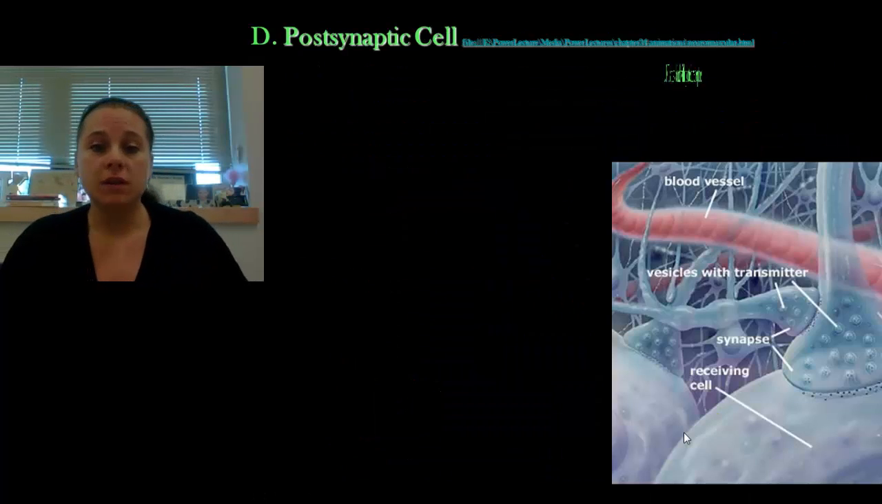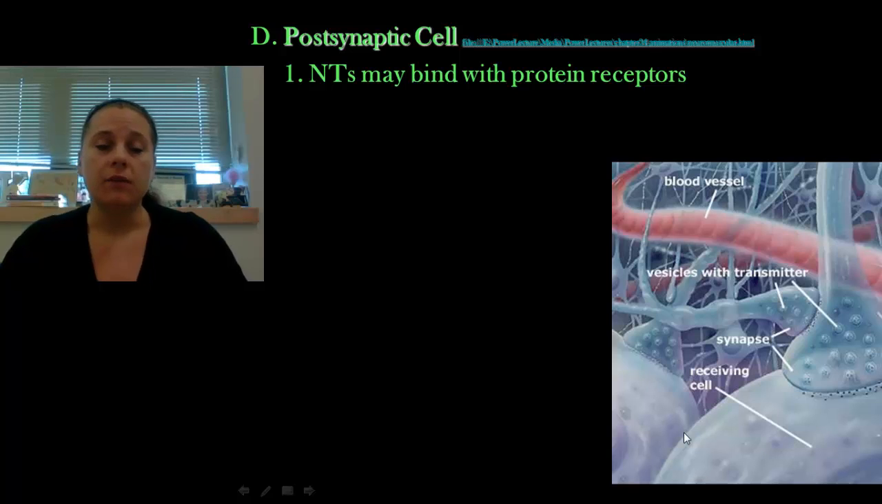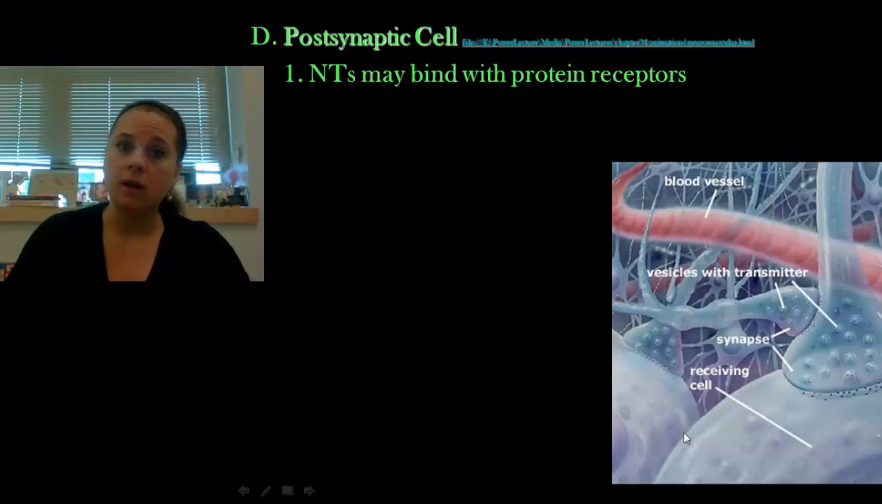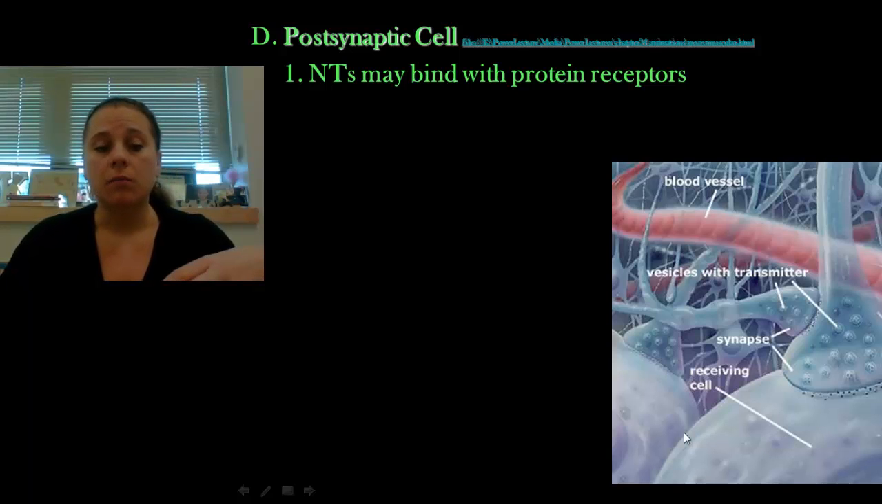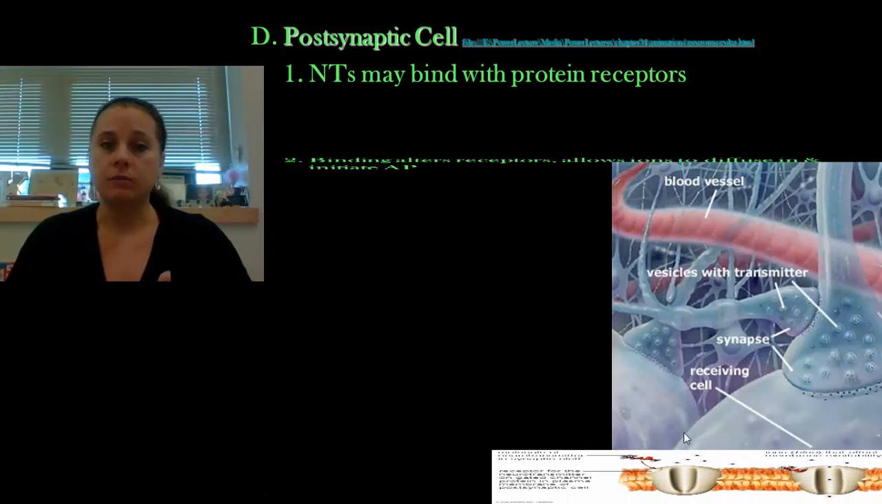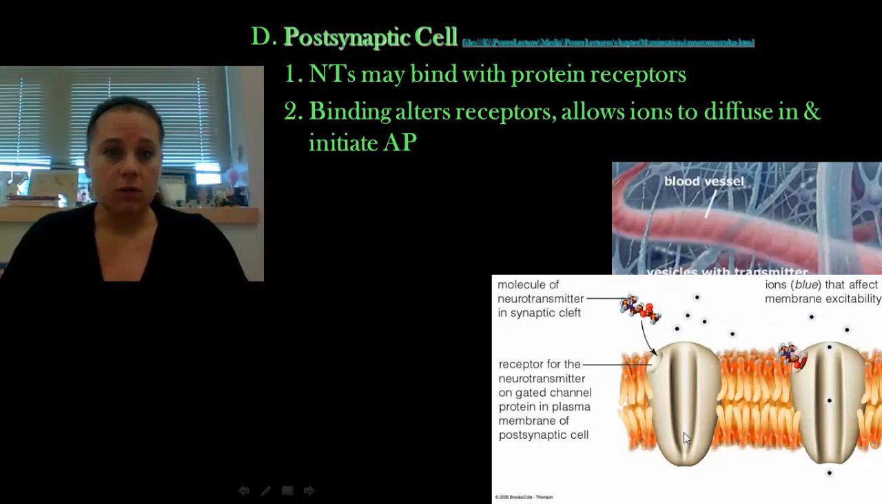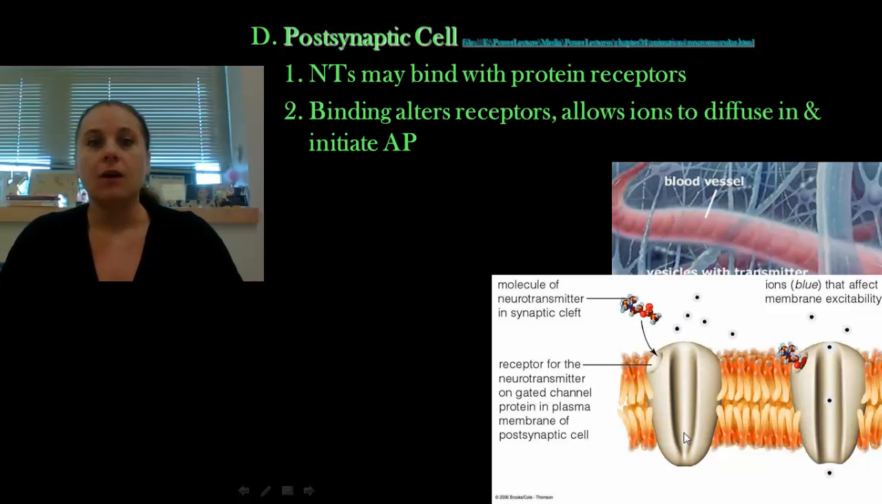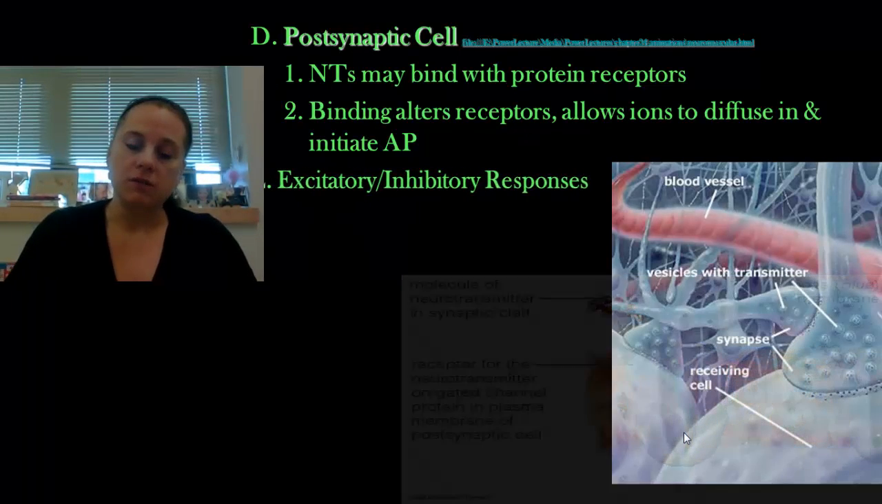At the postsynaptic cell, the neurotransmitter is going to bind with a protein receptor. Remember, we mentioned that all hormones, by definition, are chemicals that bind at a receptor to elicit a response, and all receptors are proteins. So the same thing goes for these guys. So binding with this is going to alter the receptor and allow ions to diffuse in, which could then, and usually do, initiate another signal, another action potential down the adjacent neuron.